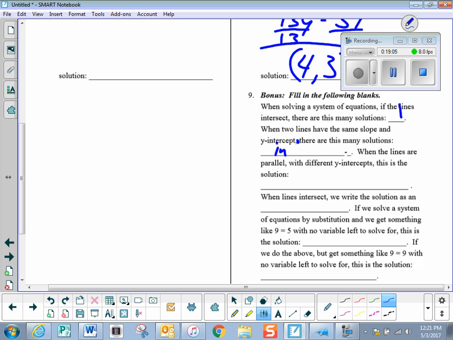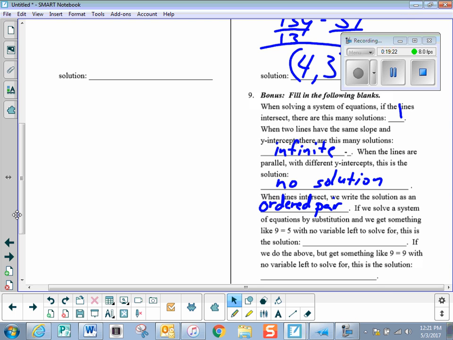Infinite. And the same y-intercept. Infinite. What if they have the same slope but different y-intercepts? And when lines intersect, we write the solution as an ordered pair. That was on the practice test. Okay, hopefully that helps you. That's the end of the systems of equations test. Goodbye.